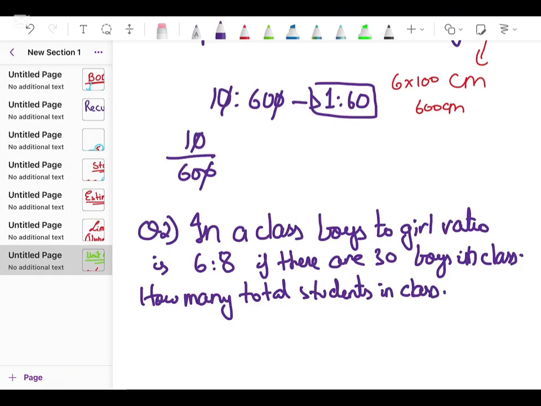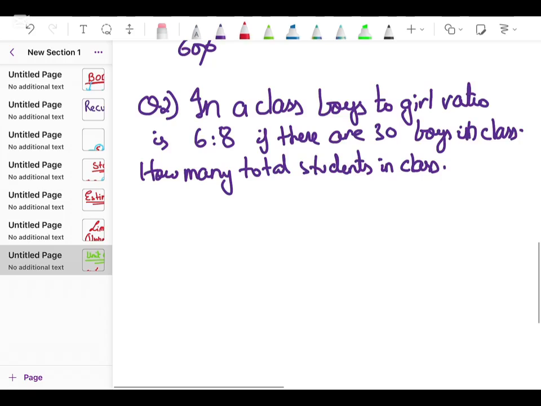So this is just an example question, so you can understand how we can apply and solve these types of questions. That's a very simple trick to solve this question. First, what you need to do is write down what is given to you in this question. In the class, the boys to girls ratio is 6:8. They have given the ratio, they have not given the value. If there are 30 boys, they have given the actual value of boys. How many total students are there?